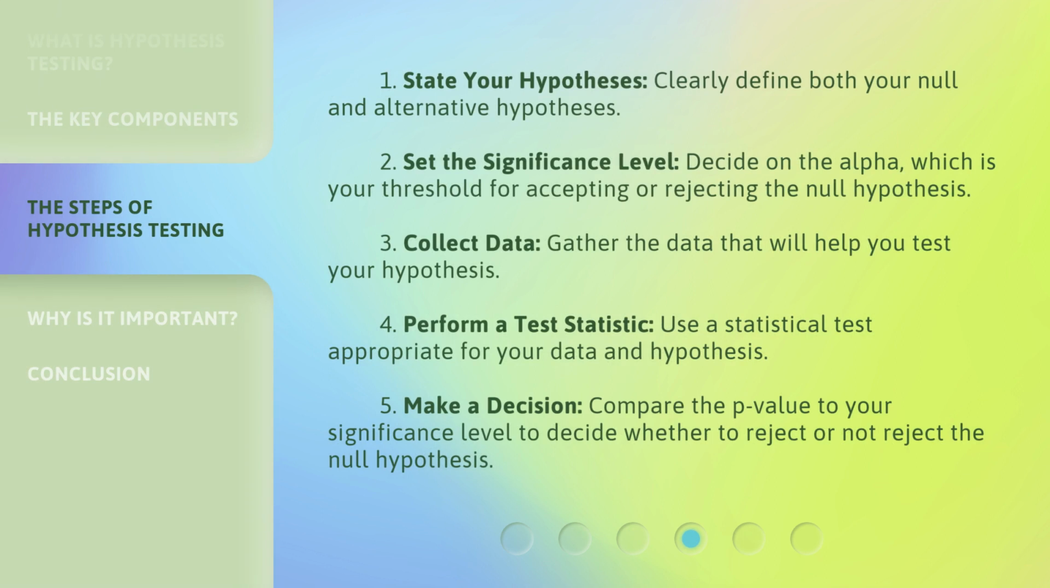1. State your hypotheses. Clearly define both your null and alternative hypotheses. 2. Set the significance level. Decide on the alpha, which is your threshold for accepting or rejecting the null hypothesis. 3. Collect data. Gather the data that will help you test your hypothesis. 4. Perform a test statistic. Use a statistical test appropriate for your data and hypothesis. 5. Make a decision. Compare the p-value to your significance level to decide whether to reject or not reject the null hypothesis.